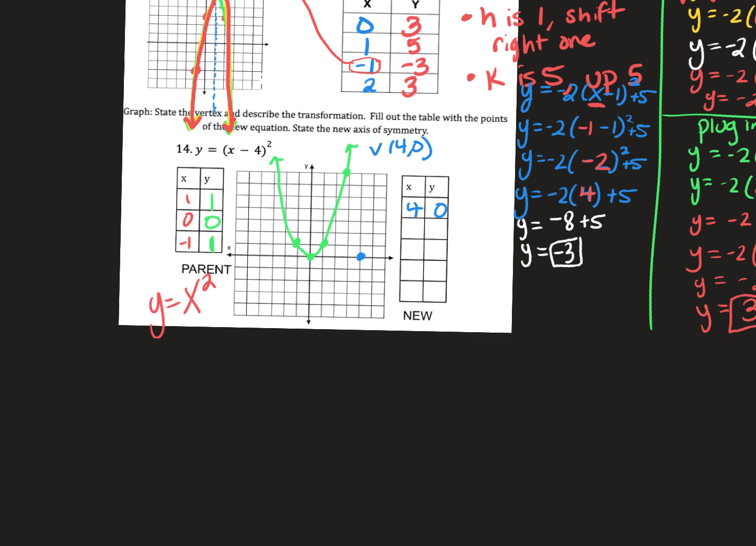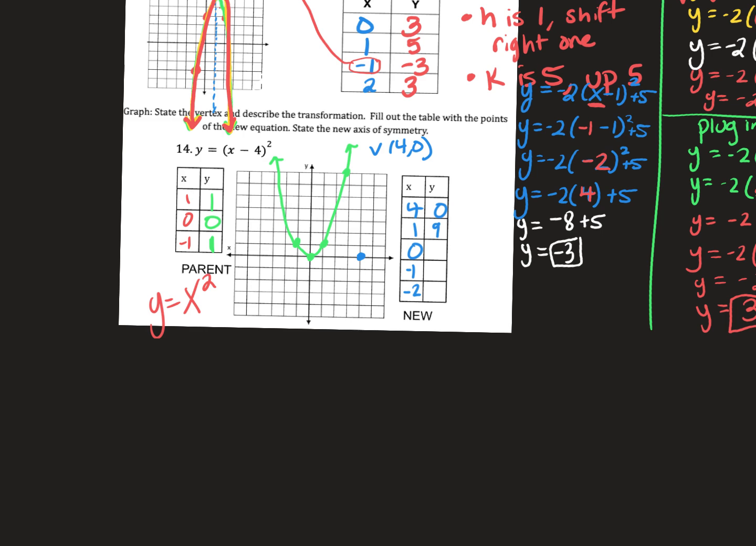That's our new parabola. Now let's think of easy numbers to plug in. A 0, a 1, a negative 1, maybe a negative 2. Let's just plug them in. We could do this in our heads. We don't have to do all this work for this one. Let's plug in 1 in here. What's 1 minus 4? Negative 3. And then what's negative 3 squared? 9. It's okay. It's 9.